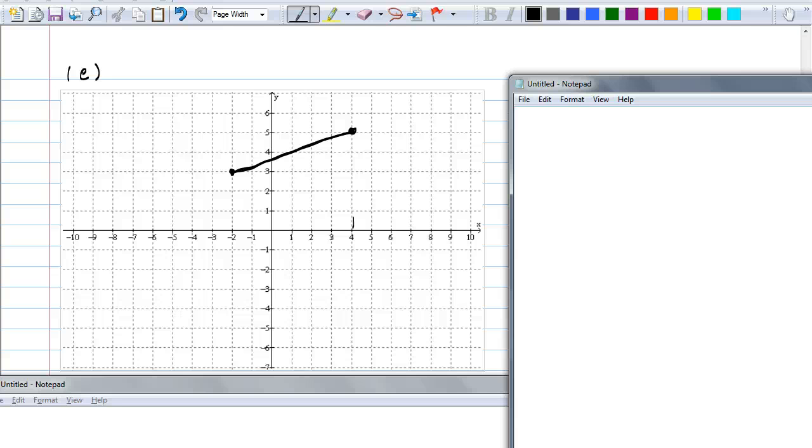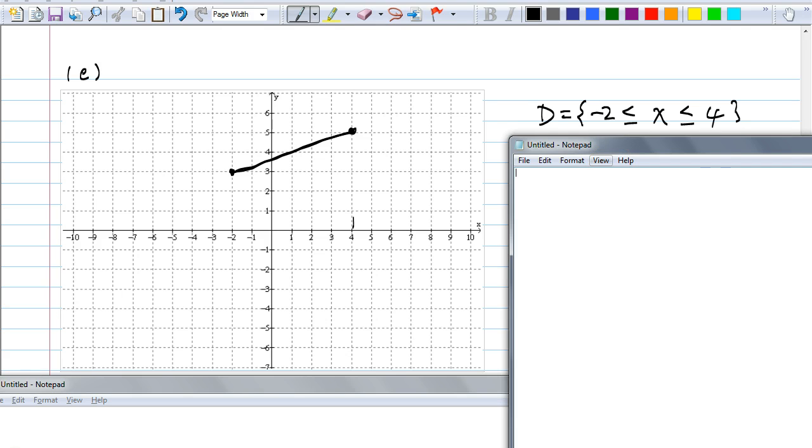It's all real numbers between -2 and 4, including -2. That's correct. All real numbers between. So I wrote it this way. Is that okay? That's how you read it too. Very good. All real numbers between -2 and 4, including the endpoints. Okay. What about for the range? How about Stefan? What do you think? I got all real numbers between -2 and 3.